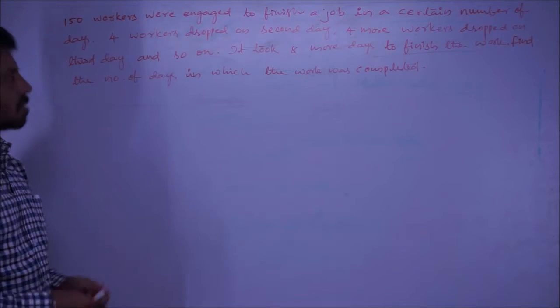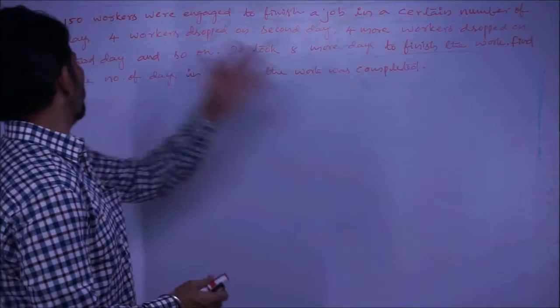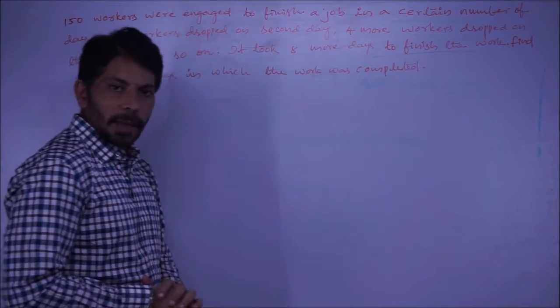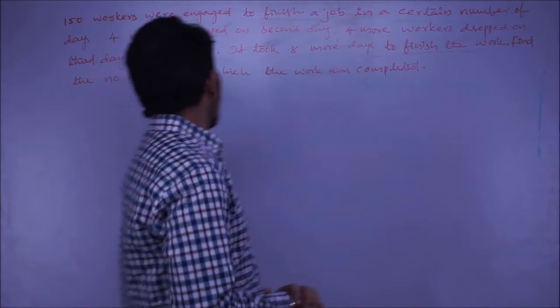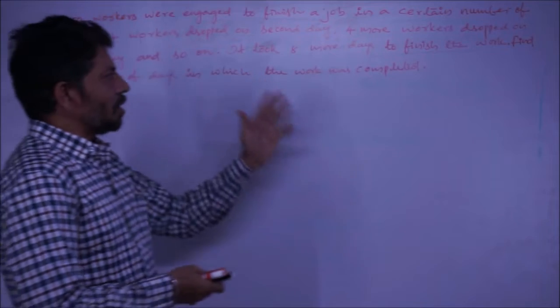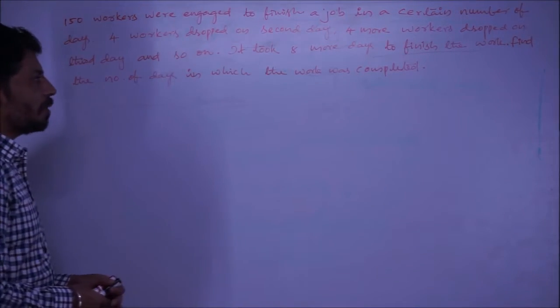150 workers were engaged to finish a job in a certain number of days. 4 workers dropped on the second day, 4 more workers dropped on the third day, and so on. It took 8 more days to finish the work. Find the number of days in which the work was completed.